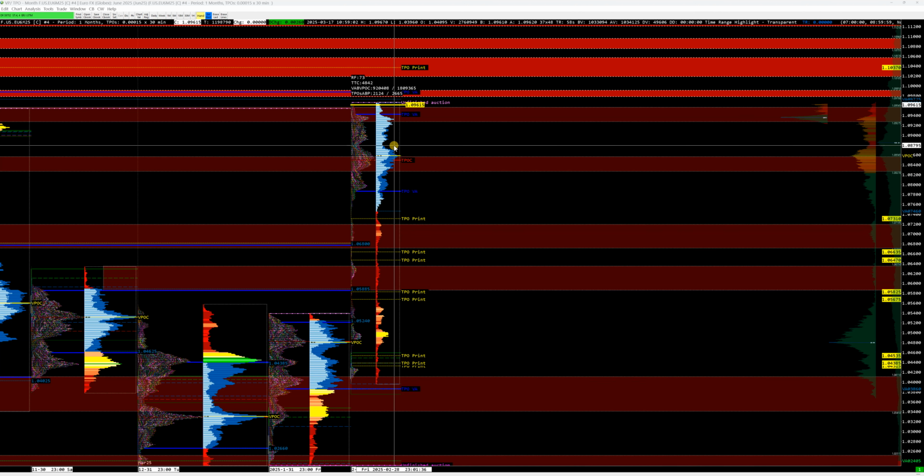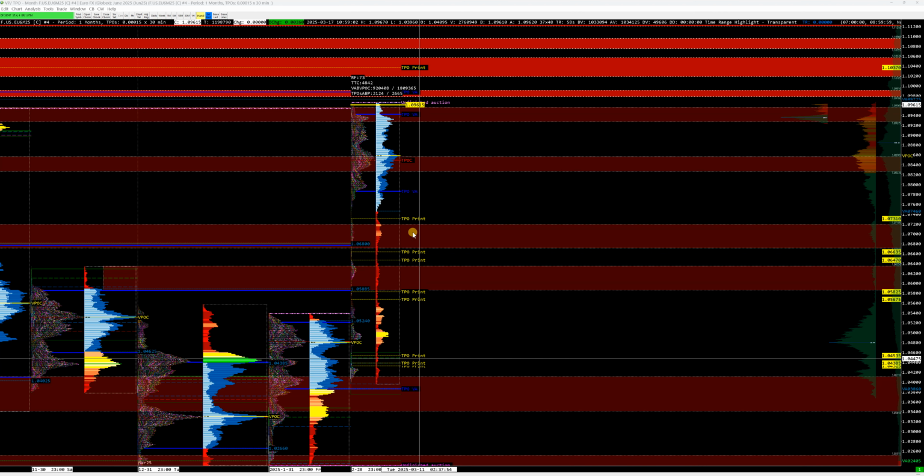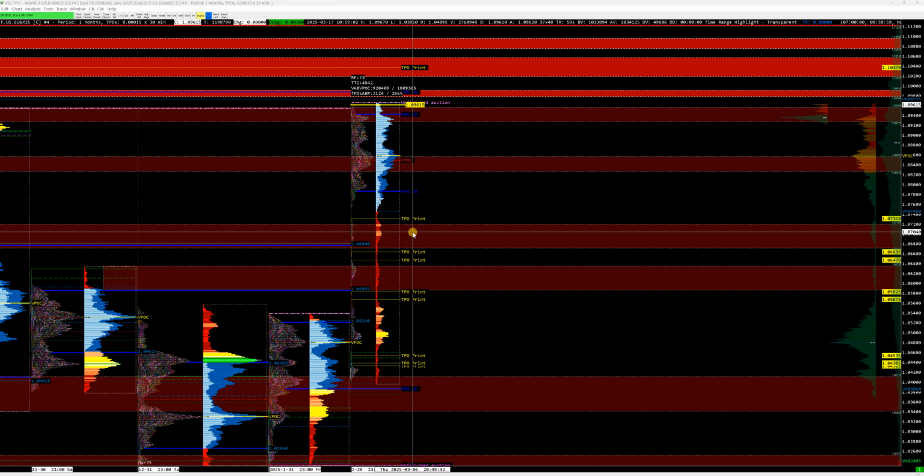Okay, that leaves some marks in the sand, where you see a lot of TPO prints, meaning they are single prints. A single print, I think I mentioned this in one of the previous videos, always acts like a magnet. Initially, it tends to be a rejection of the prices when they go back to single prints, but then eventually the market would go through them.